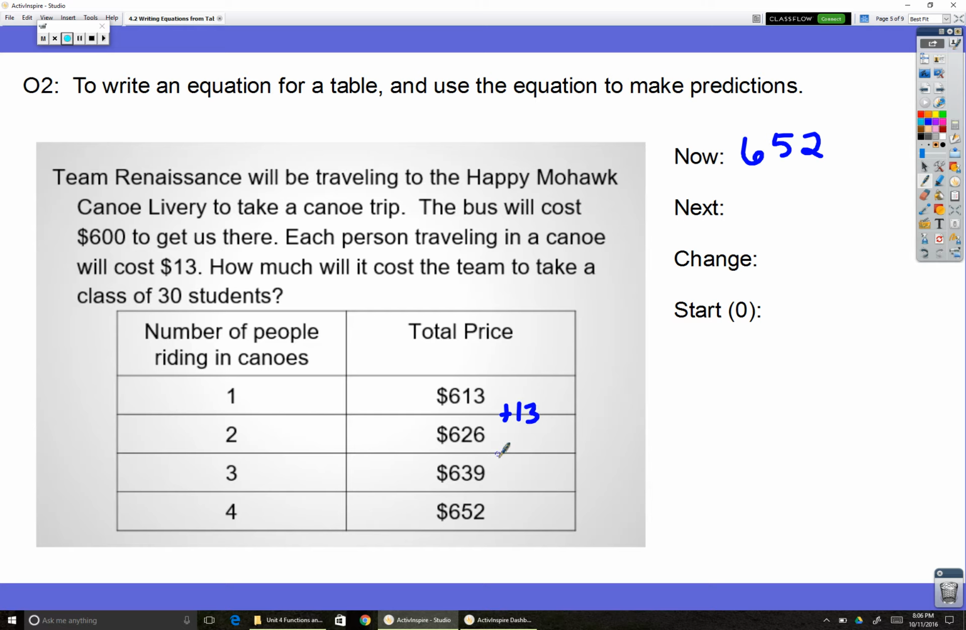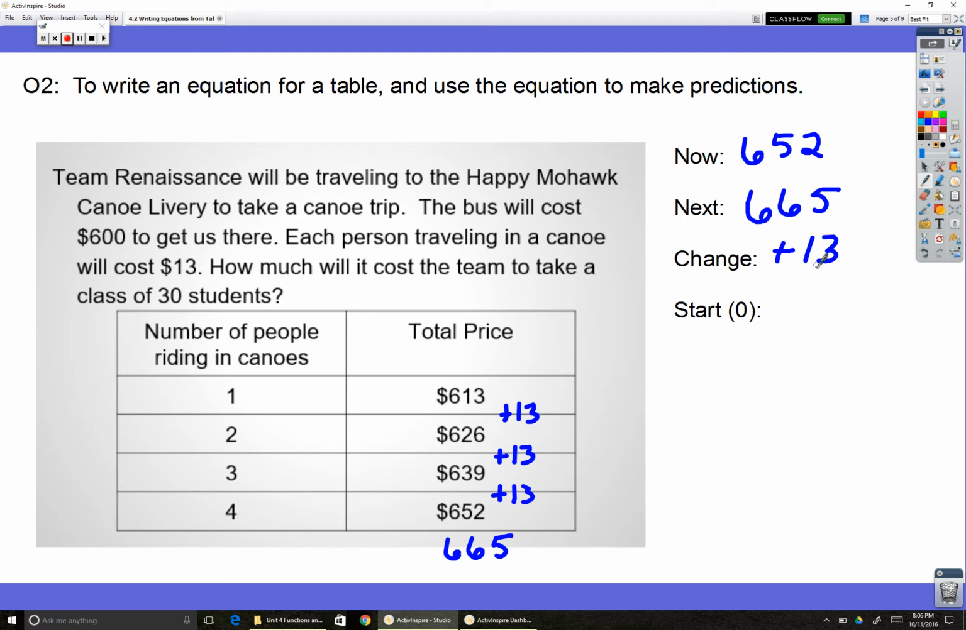626 to 639 is also plus 13. And this is also plus 13. So it has a constant change. That tells us that it's a linear function, and we're adding 13 each time. So if we add another 13, our next number is going to be 665. So that's our next, 665. Our change is plus 13.